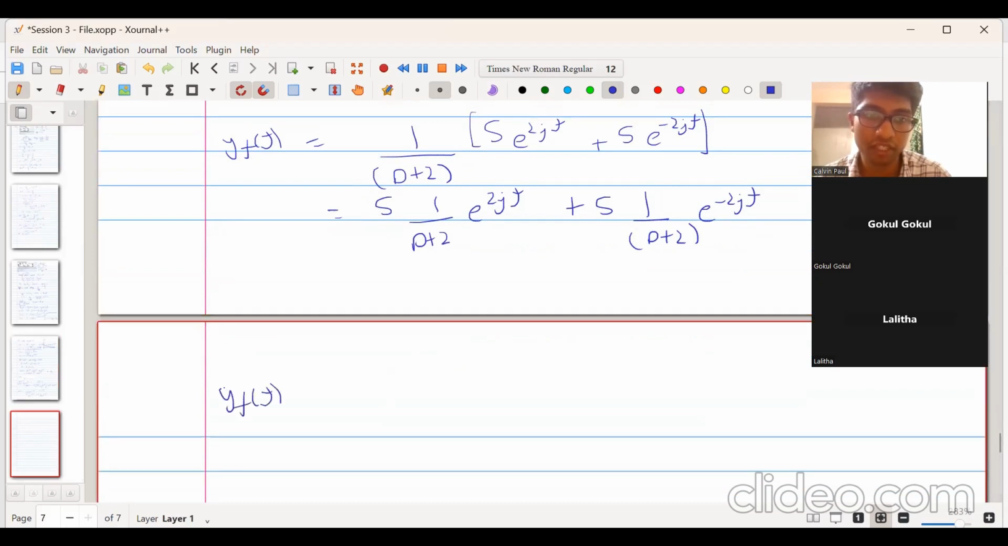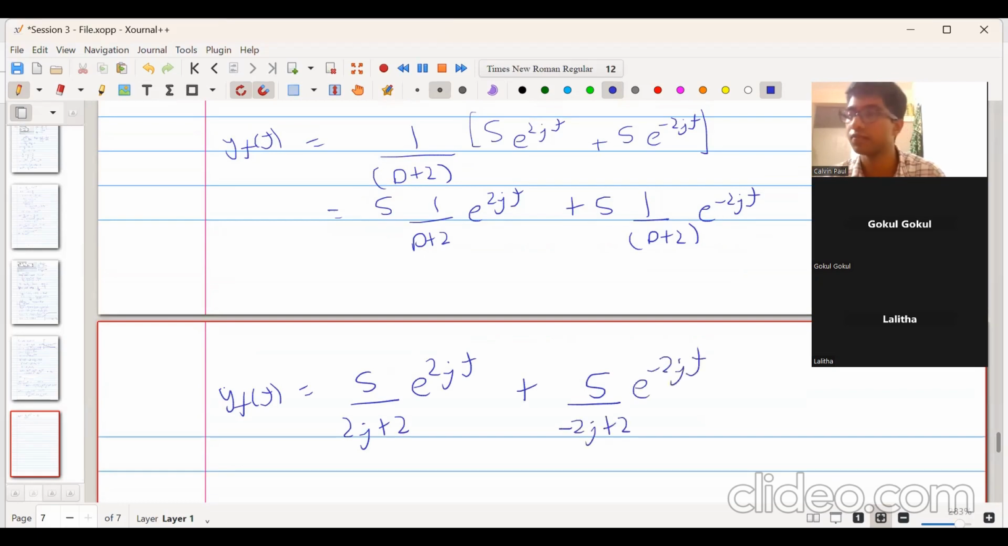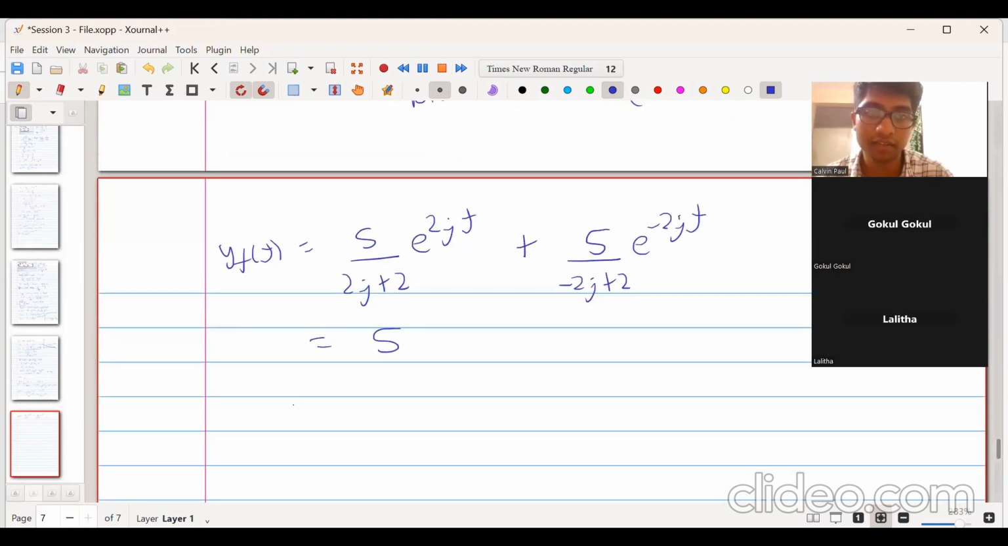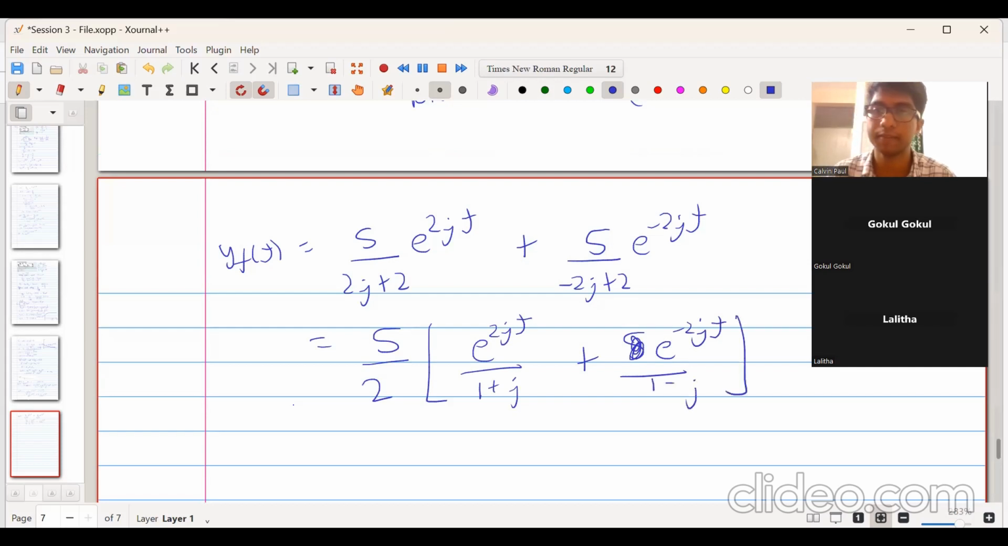So y f of t is equal to phi. Instead of D, we will substitute 2j. It'll be 1 upon 2j plus 2 into e to the power 2jt plus phi into, instead of D, we will substitute minus 2j. So it'll become 1 upon minus 2j plus 2 into e to the power minus 2jt. Okay. So we will write it as phi, 2 we take to be common, it will be e to the power 2jt into 1 plus j plus phi into e to the power minus 2jt, now this phi goes out, into 1 minus j. Okay.